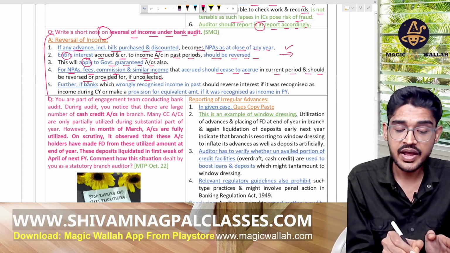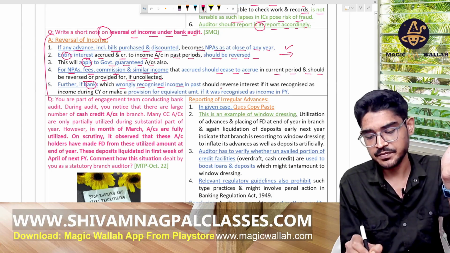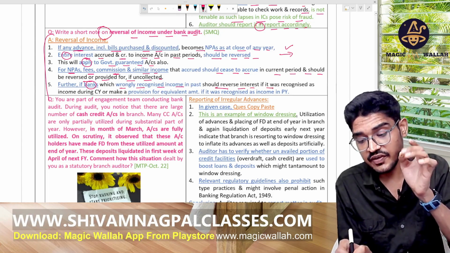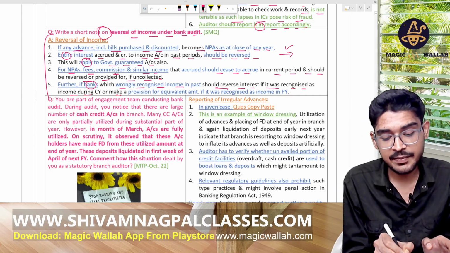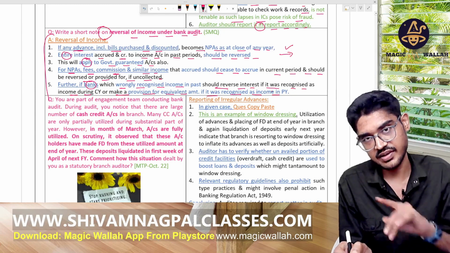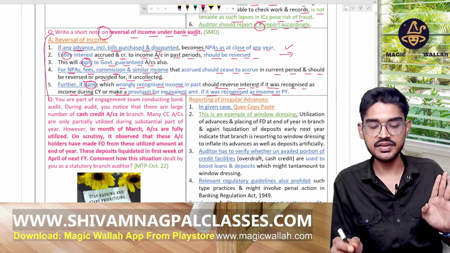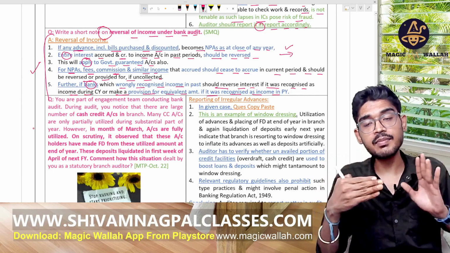Similarly, further, if the bank wrongly recognized income in the past by mistake, that interest should be reversed if it was recognized as income during the current year. Also make a provision for the equivalent amount which was recognized as income in the previous year, the last year, then make a provision for the same in the current year. Okay, so in these 5 cases we have to reverse the income under the bank audit.